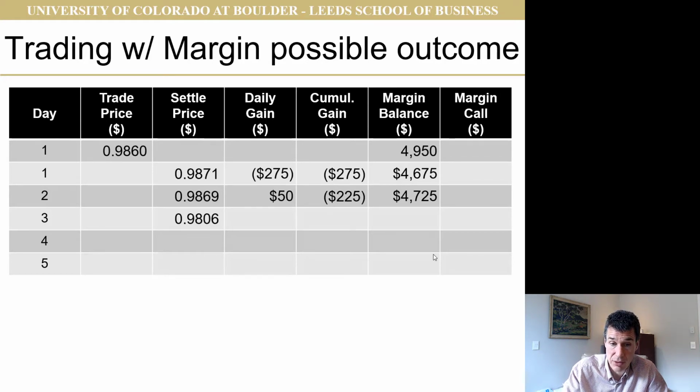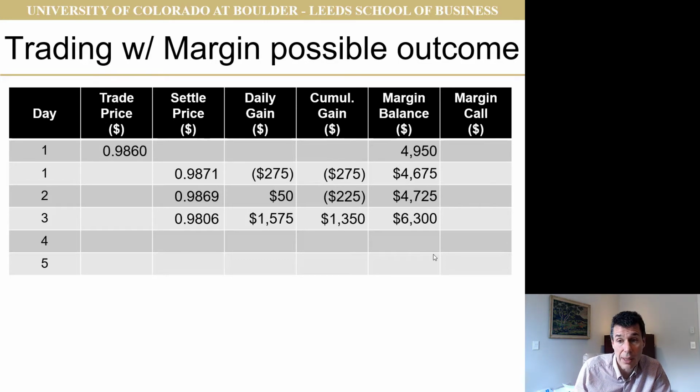The next day is a good day for them. It goes to 0.9806. They make $1,575. Cumulatively $1,350. Now they've got $6,300. I'm not going to do it, but if they wanted to, they could take the $1,350 out of their margin account and put it somewhere else. I'm just going to leave it in the margin account because it's a little easier to manage the math.